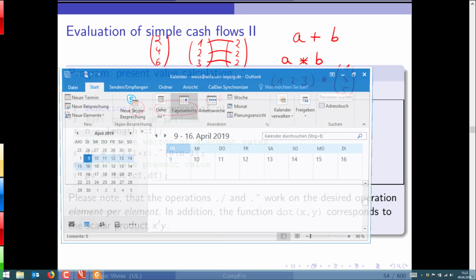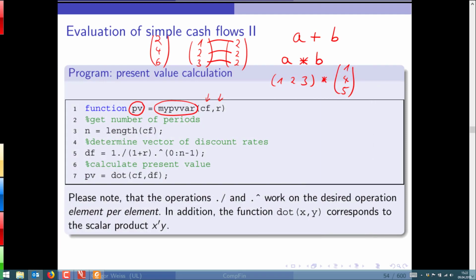So if I want to calculate the product of two vectors or two matrices element-wise, I will put a small dot in front of the operator. And this is what is done here. 1 plus r could be a vector, and I don't want to calculate 1 divided by a vector, but I want to create a new vector, 1 divided by the first entry of the vector. The second entry of the new vector is 1 divided by the second entry, so this calculation is done element-wise.